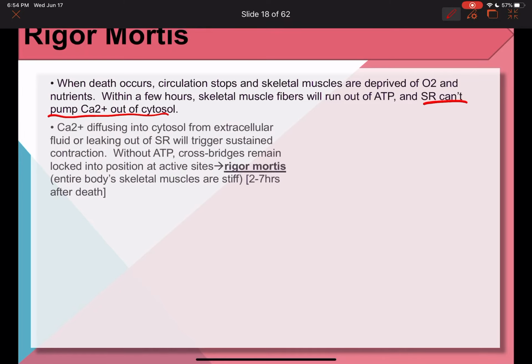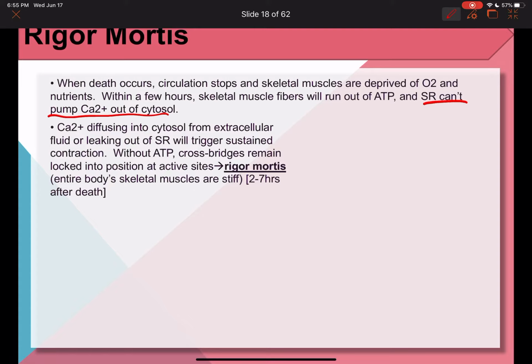Okay, so that continuous presence of calcium ions in the sarcoplasm is either via diffusion from the extracellular fluid, because the calcium ions are what trigger the contraction of muscle fiber. So when a person dies, everything stops. There's no ATP. That means your sarcoplasmic reticulum can't pump the calcium ions back into itself. If it can't pump, all those calcium ions just remain in the sarcoplasm of the muscle fiber.